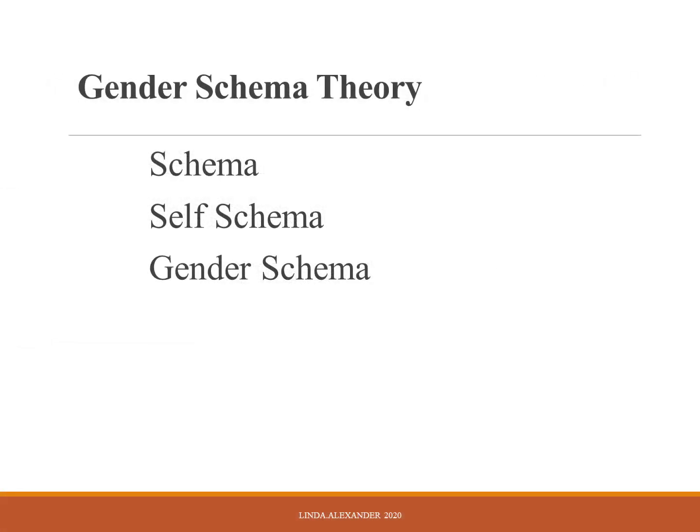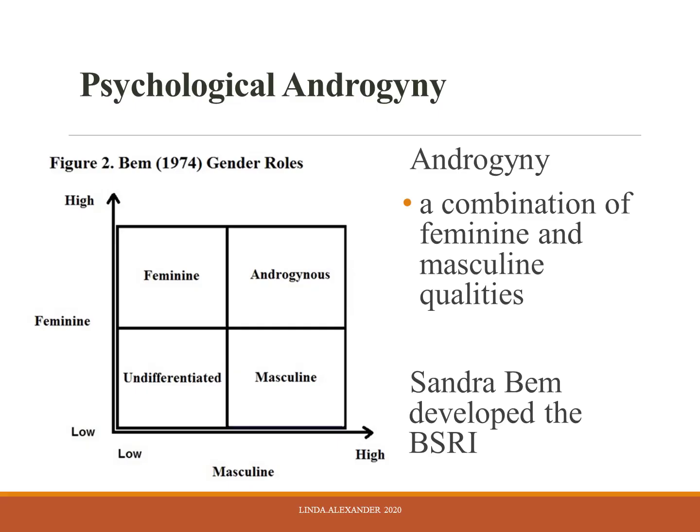To begin, it's important to have a common understanding of a few terms. A schema is a mental framework or filter that guides the way a person processes incoming information. We all have self-schemas. A gender schematic individual is someone who easily and spontaneously organizes information on the basis of gender. For hundreds, perhaps thousands of years, the general notion was that masculinity and femininity were two polar opposites running along the same continuum.